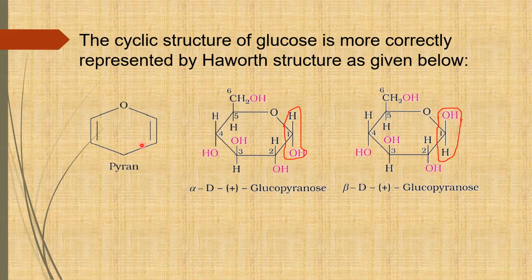Glucose is also known as glucopyranose because it is similar to pyran, which is a heterocyclic compound, and as it is similar to the pyran structure, it is also known as glucopyranose. Now you can see alpha D positive glucose, where the hydroxyl group is arranged below the structure, whereas in beta glucose the hydroxyl group is on top of the structure.